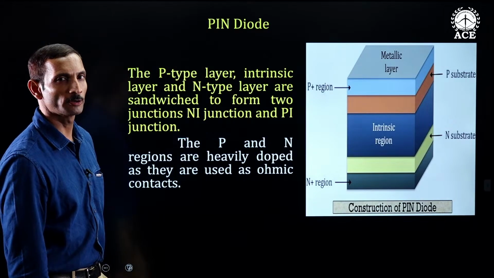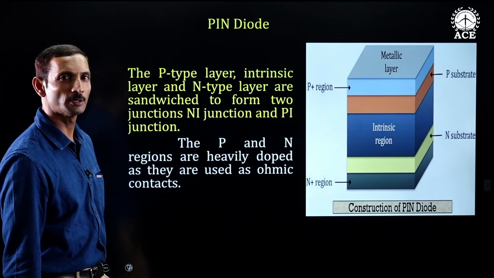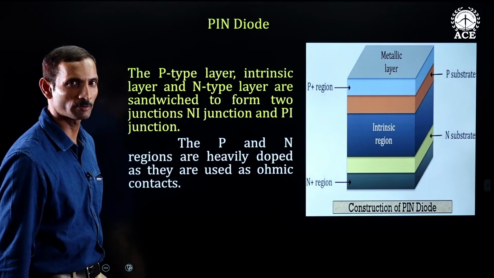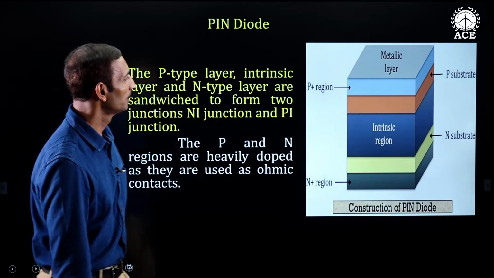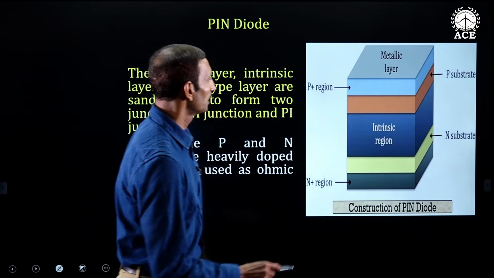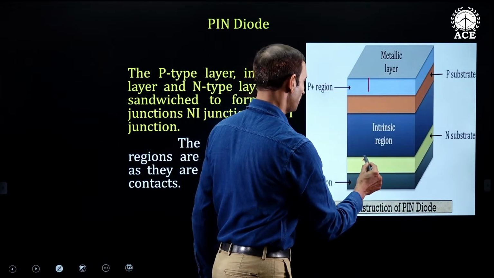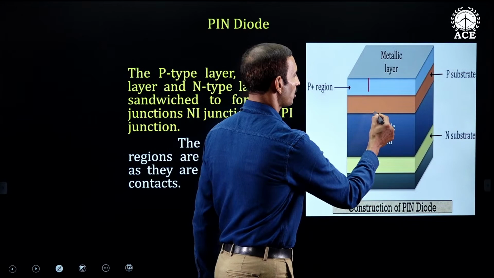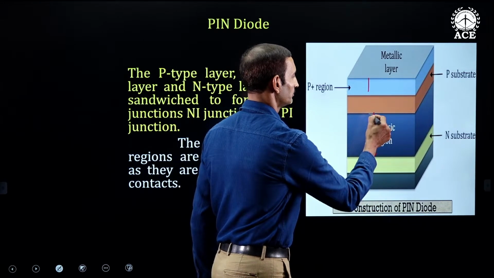So now we are going to get to the PIN diode. What does the PIN diode do for us, or what should our understanding of the PIN diode be? A PIN diode consists of a P region and an N region. In between, there is a large intrinsic region.